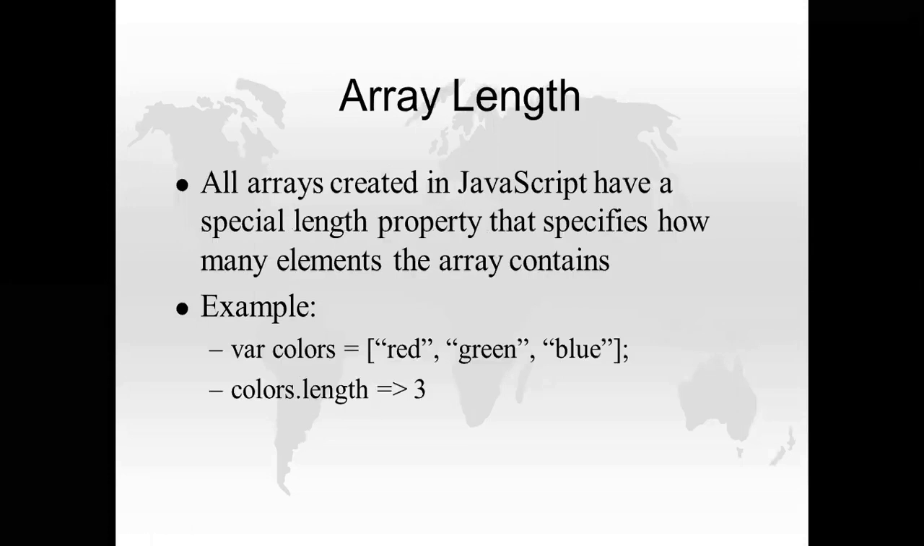Then array length. All arrays created in JavaScript have a special length property that specifies how many elements the array contains. Here we have assigned 3 elements to that array. So colors dot length is equal to 3. This is the array length.